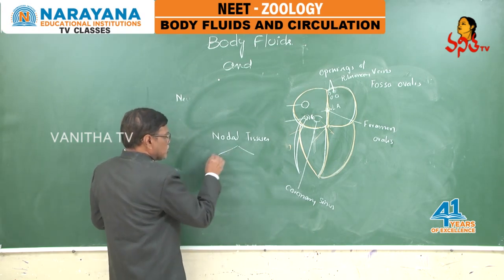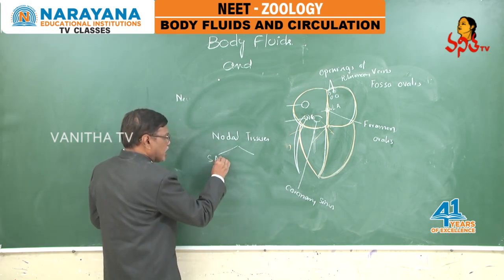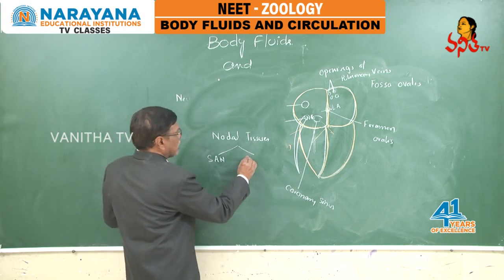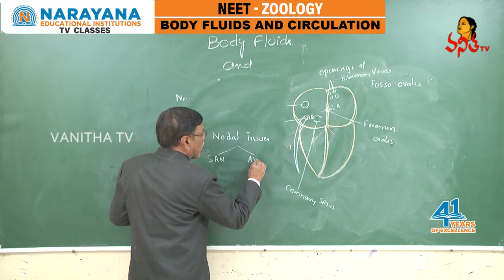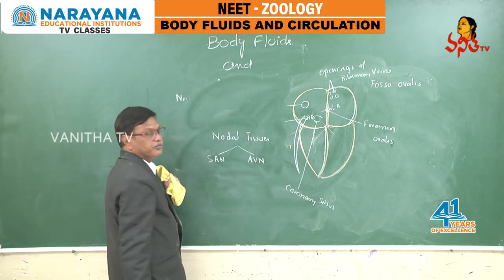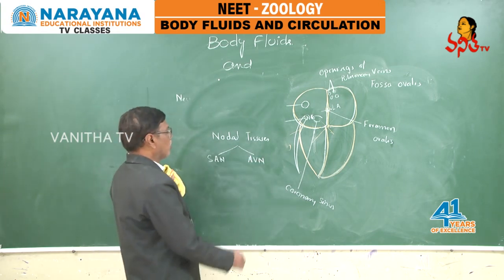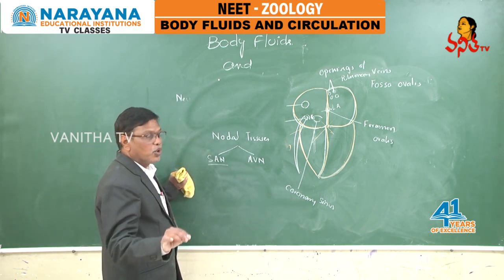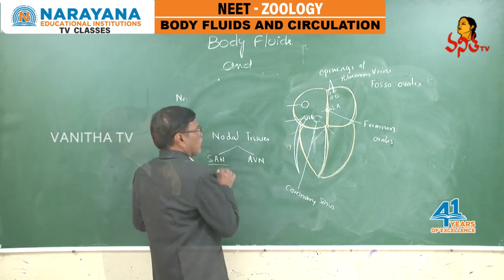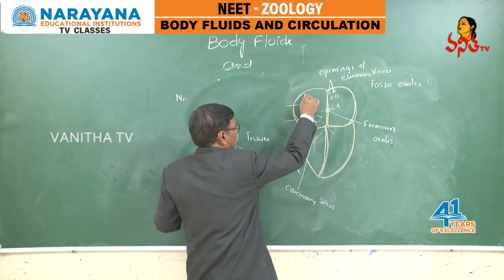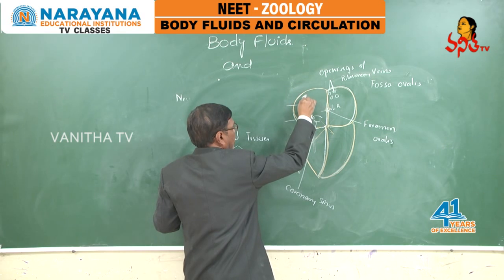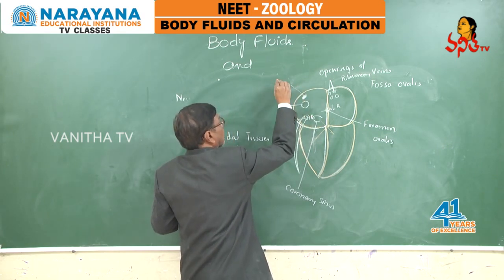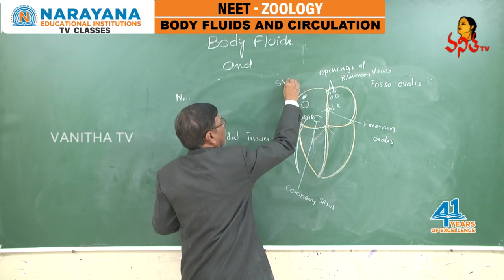One is the sinoatrial node. One is what? Sinoatrial node, and another is the auriculoventricular node. Sinoatrial node and auriculoventricular node. The sinoatrial node is in the right anterior corner of the right auricle.